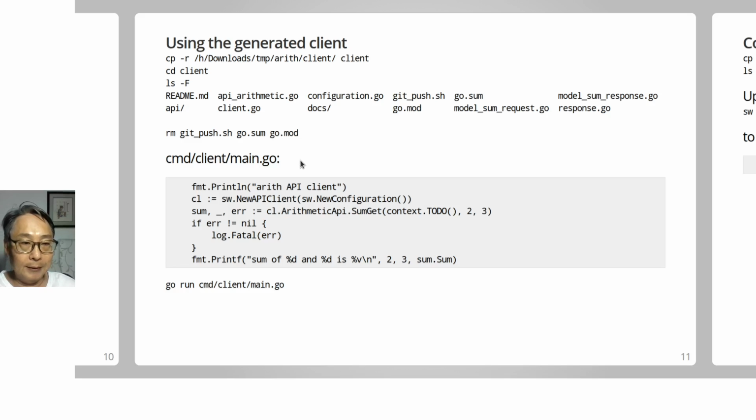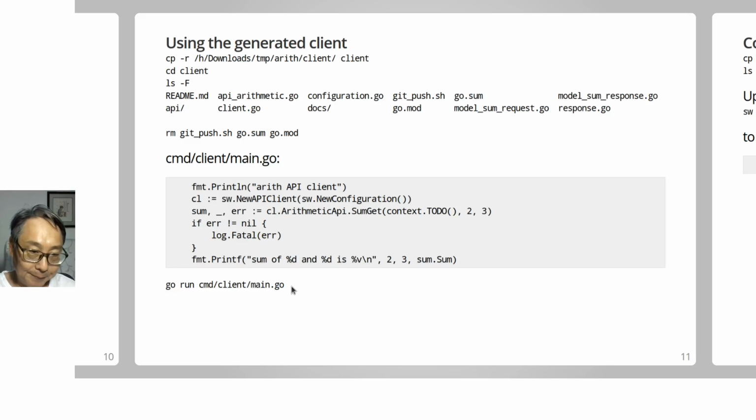The client is created. I created a new main command called client, and that is how it is defined. It starts off by saying arith API client. And the client is a new API client with a new configuration. And here I'm calling the arithmetic API sum get. The context is for you to have timeouts or pass context-wide parameters, context-wide values. But in this case, I just pass a context to remind myself we can pass a context. You could also pass context.background here. And here are my two parameters, 2 and 3. If there's no error, I'll go ahead and print that the sum of 2 and 3 is hopefully 5.